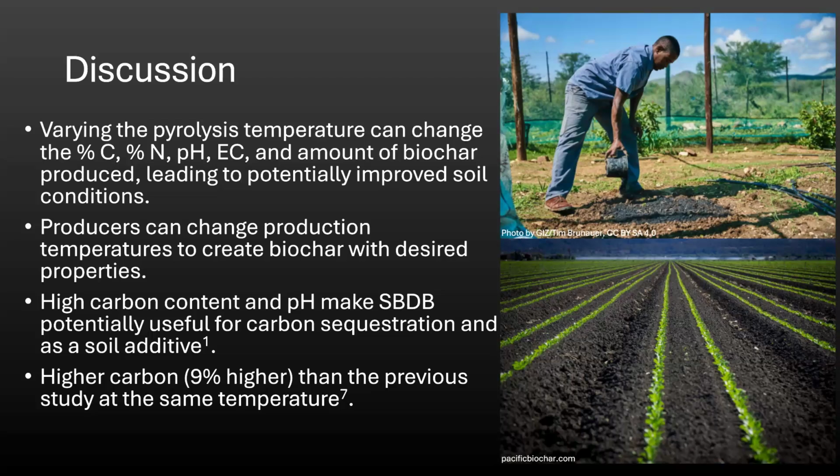And the Scotch broom-derived biochar has a high carbon content and pH, making it potentially useful for carbon sequestration and as a soil additive. My results showed a 9% higher carbon percentage than the previous study at the same temperature, which was 600 for theirs. I had a higher carbon percentage by about 9%, probably because I had a higher heating rate.